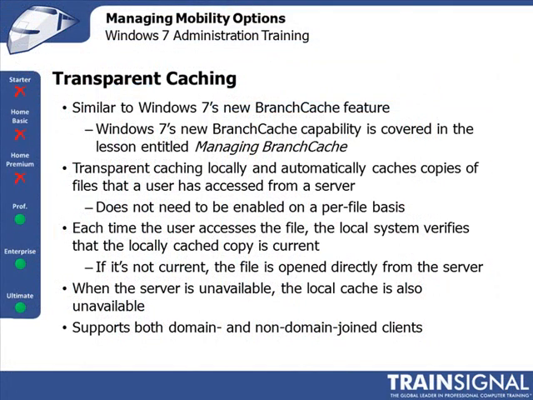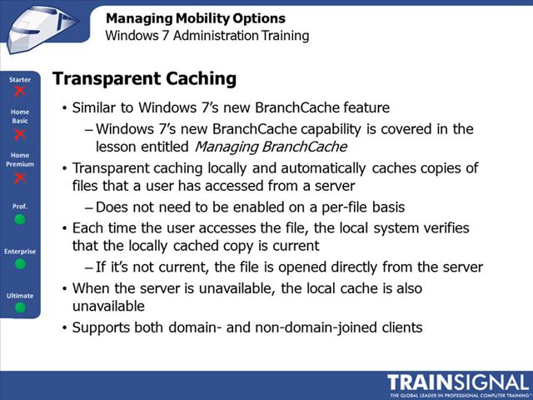Windows 7 also supports something called transparent caching, which is sort of similar to Windows 7's new BranchCache feature. The BranchCache capability will be covered in the lesson entitled Managing BranchCache, so we're not going to cover anything about BranchCache here, and we're only going to touch on transparent caching in this lesson.